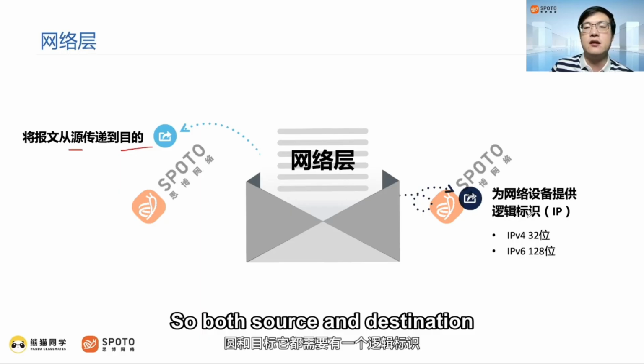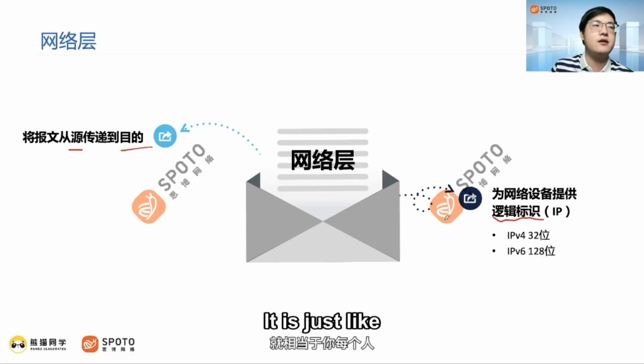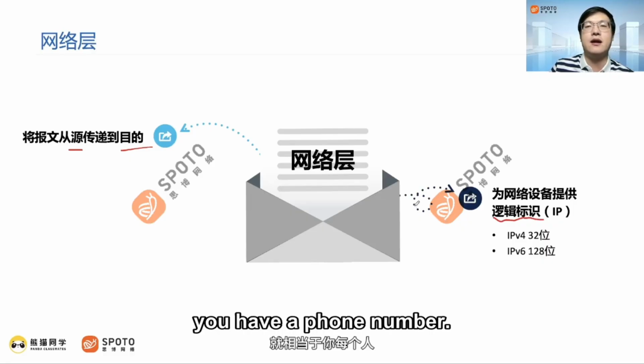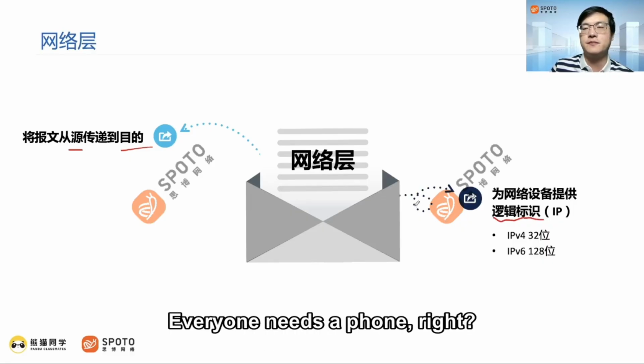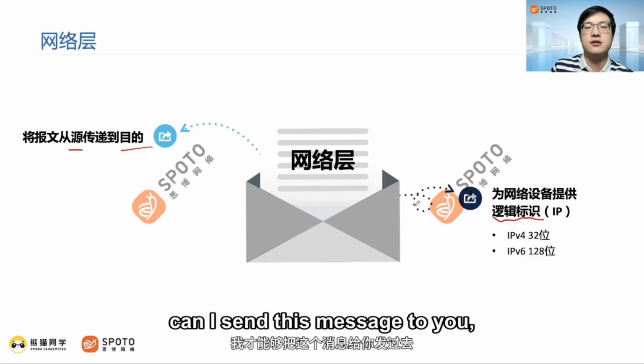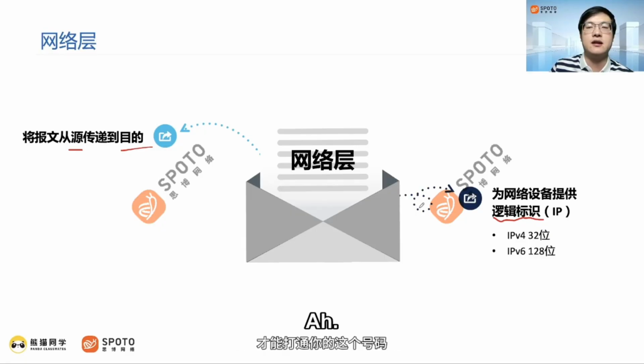So both source and destination need a logical identifier. It is just like everyone has a phone number. Everyone needs a phone, right? Only in this way can I send this message, right? Only then can it be read. Okay.